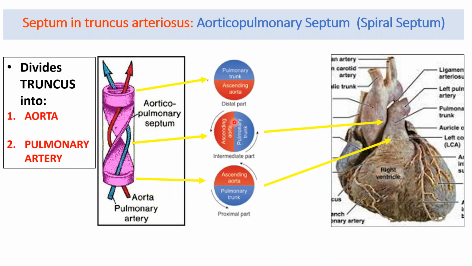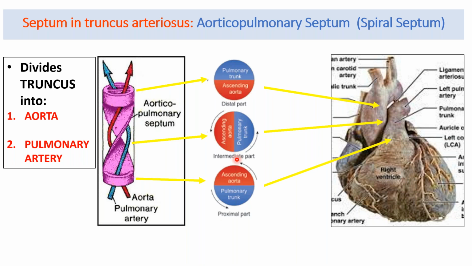Now let us see what happens at the distal end of the truncus arteriosus. At the distal end of the truncus arteriosus, the ascending aorta is in front and the pulmonary trunk goes behind. So the order which was there in the proximal part has now been reversed. So you can see the aorta is in front and the pulmonary trunk has gone behind. So this is the portion, the proximal part or the root part of the pulmonary artery and the aorta, which are formed by the truncus arteriosus.